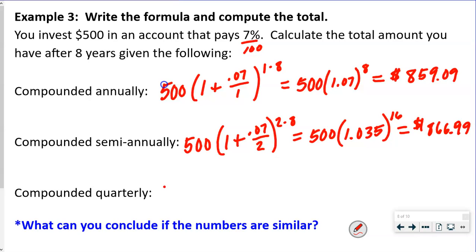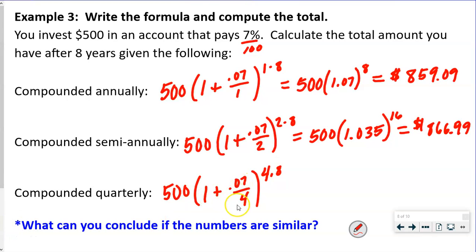All right, here's our last one, 500 again, times our 1 plus 0.07. This time it's quarterly, so that's a 4, right? And then we're going to multiply that times 4 times 8.